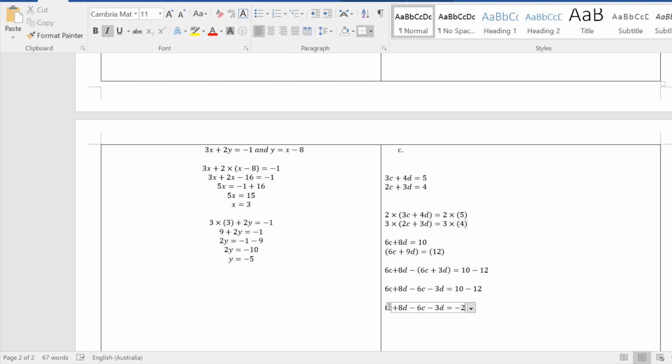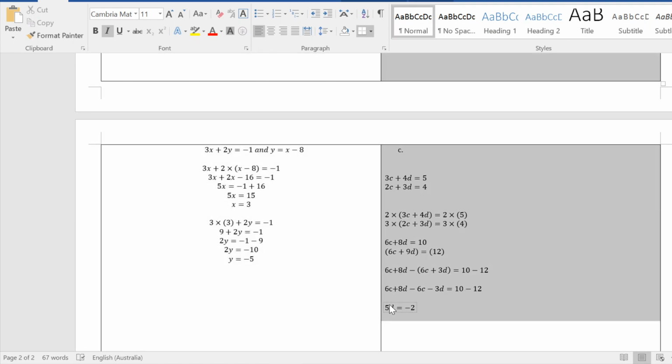What we're going to do now is solve for the rest of this one. So, I've got 6c plus 8d minus 6c minus 3d equals minus 2. Collecting these, 6c minus 6c, as we mentioned earlier, eliminates those. So the 6c's are gone. That's the whole point of elimination. One of our pronumerals disappears. 8d minus 3d is 5d.